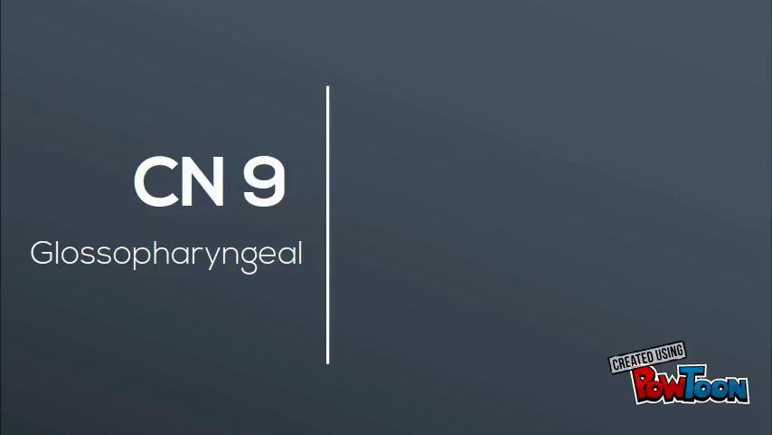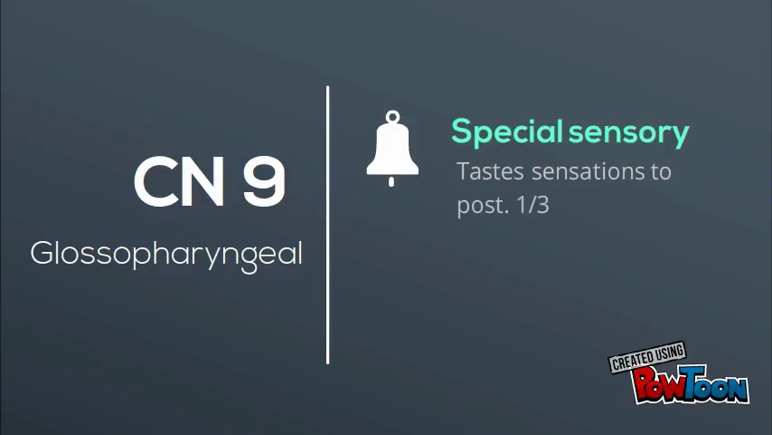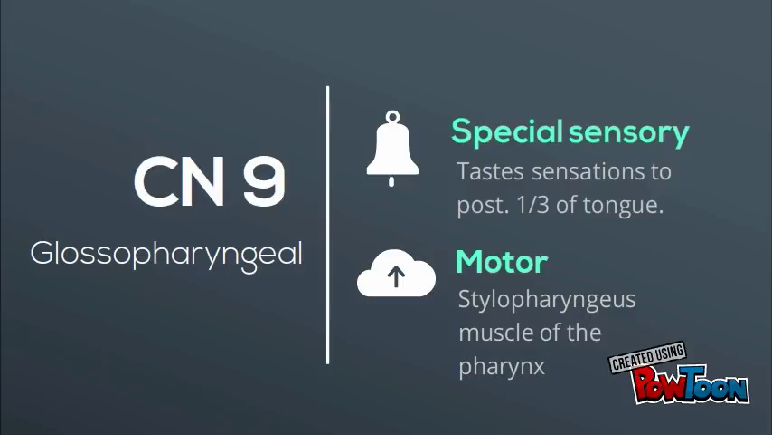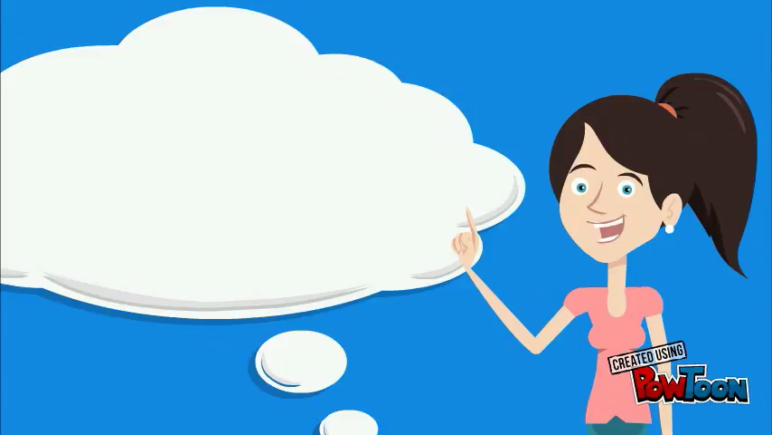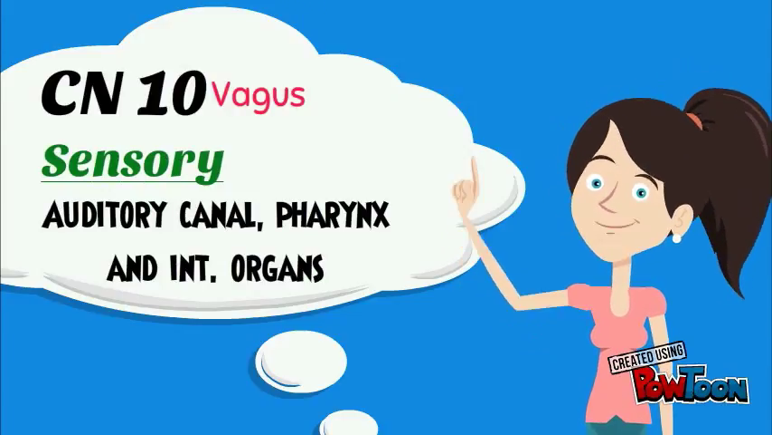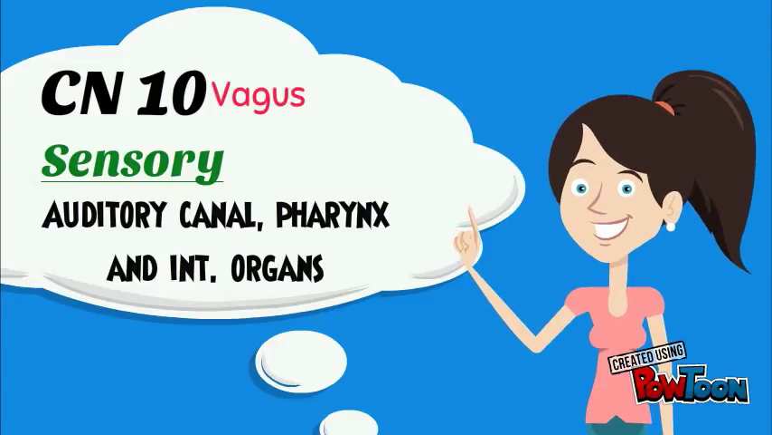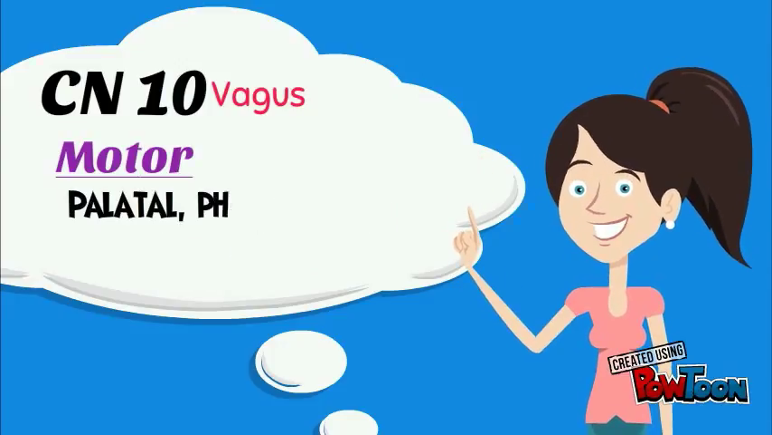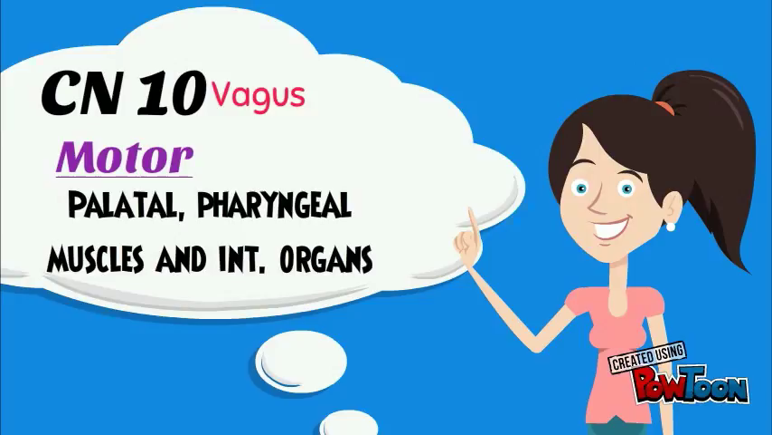As for CN 9, it innervates the taste sensation to the posterior 1/3 of the tongue and the stylopharyngeus muscle of the pharynx. Last one, CN 10: for its sensory nerve, it innervates the auditory canal, pharynx, and internal organs, while its motor nerve innervates the palatal and pharyngeal muscles and internal organs.